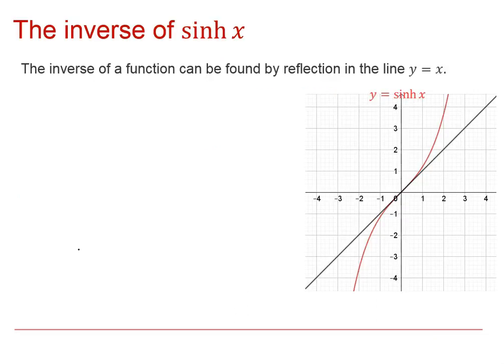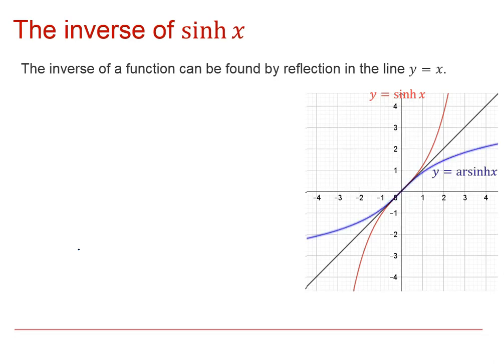Okay, so first of all we're going to look at finding the inverse of sinh x. Now you may remember from work that you've done in A-level maths that the inverse of a function can be found by a reflection in the line y equals x. So here we have the graph of y equals sinh x and the line y equals x. And if we draw the reflection there, we can see we have the inverse sinh, which is y equals arsinh x. Now, because sinh is a one-to-one function, we can straightforwardly find the inverse.